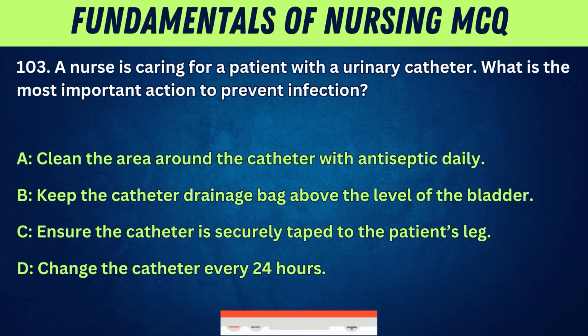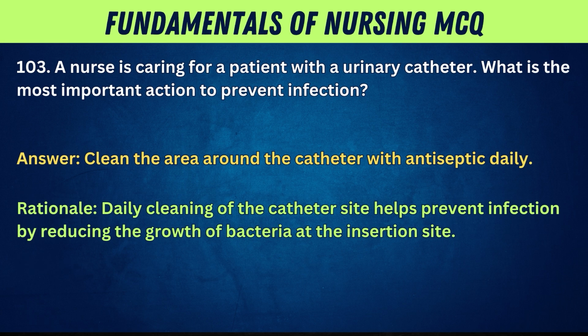A. Clean the area around the catheter with antiseptic daily. B. Keep the catheter drainage bag above the level of the bladder. C. Ensure the catheter is securely taped to the patient's leg. D. Change the catheter every 24 hours. Answer: clean the area around the catheter with antiseptic daily. Rationale: daily cleaning of the catheter site helps prevent infection by reducing the growth of bacteria at the insertion site.